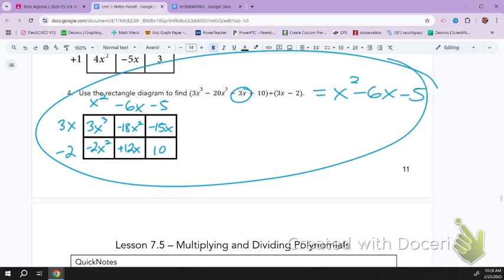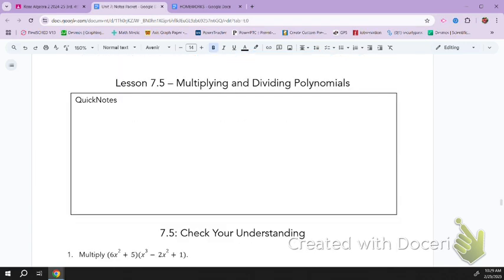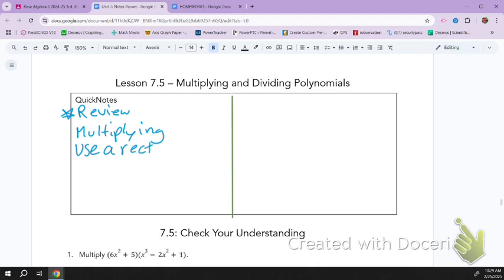Let's do quick notes. So we looked at two things today. We looked at multiplying and dividing polynomials. So when we're multiplying, this is review. We've been doing this for a while now. Multiplying. We're going to use a rectangle or a box. Okay? Some of our boxes earlier on were 2 by 2, but now we're going to use rectangles. It could be a 2 by 3.